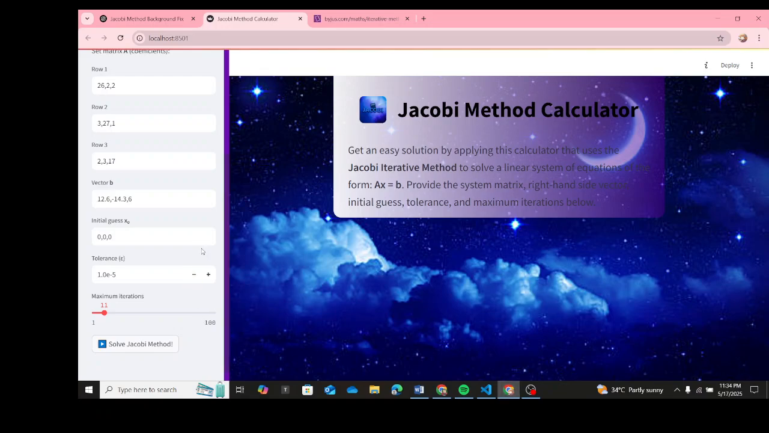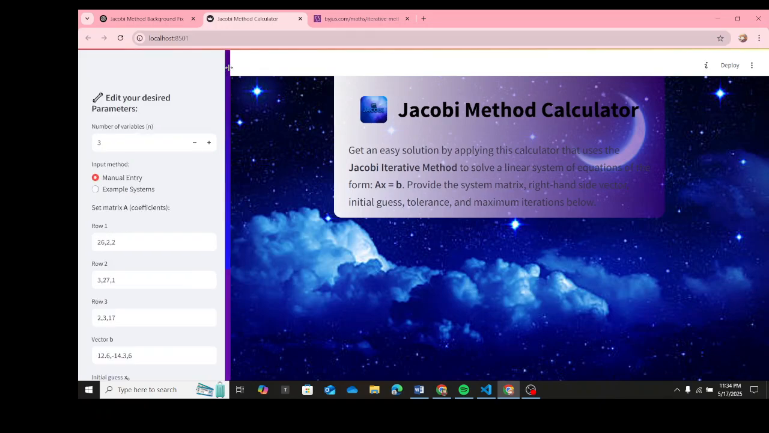So I already put the necessary parameters in row 1, which coincides with our manual solution a while ago. So we have 26, 2, and 2. In row 2 we have 3, 27, and 1. Row 3 we have 2, 3, 17. So these are the parameters we need to input.